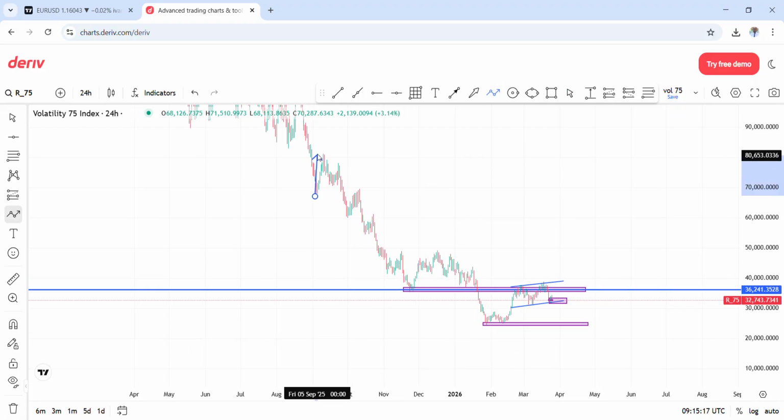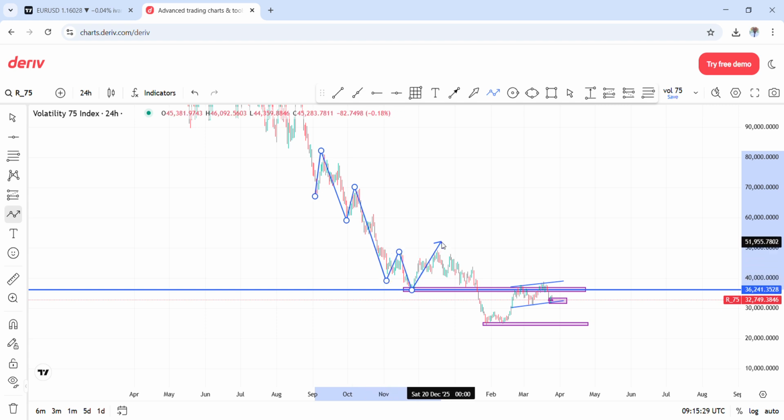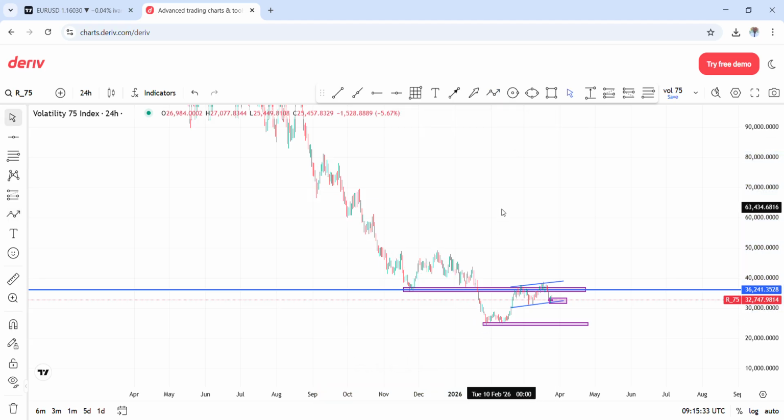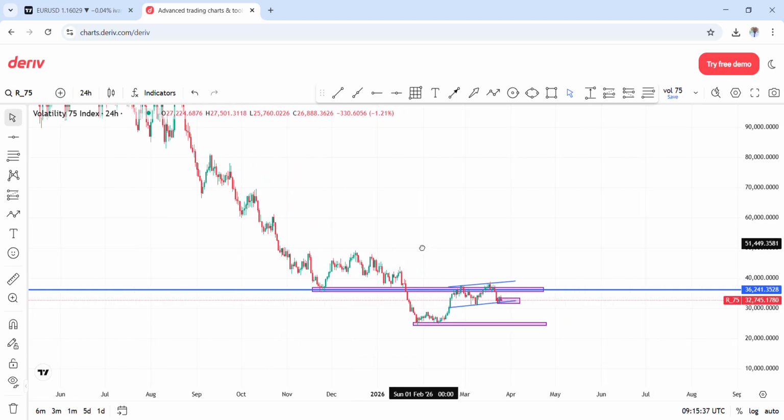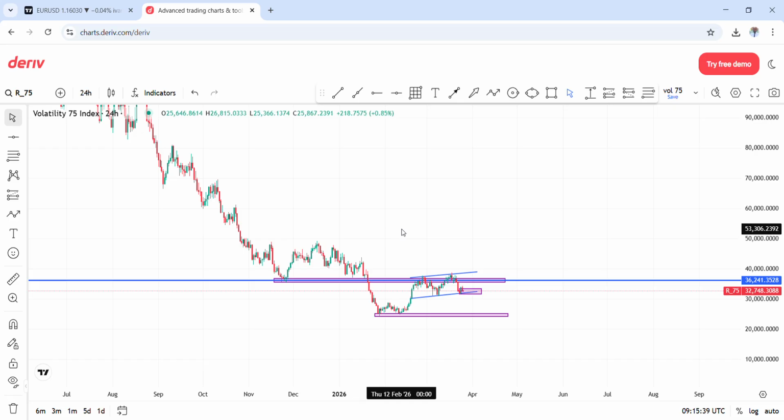So as we can see, if we don't go far, we start from here. You can see that we have the lower lows and lower highs. As we are going down, the markets are creating lower lows and lower highs. So from that perspective, we understand that this is a downtrend on Volatility 75.